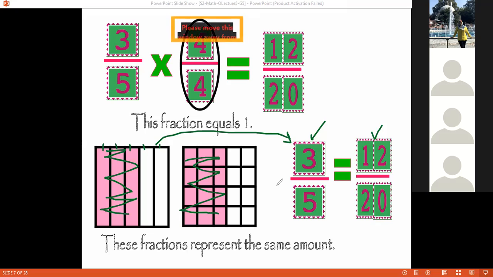Of course, I'm not going to ask you every time to draw and to prove that they are equivalent. So starting from now, you just multiply the fraction by any number you want without even drawing to show that they are equivalent, okay? Yalla, let us continue.